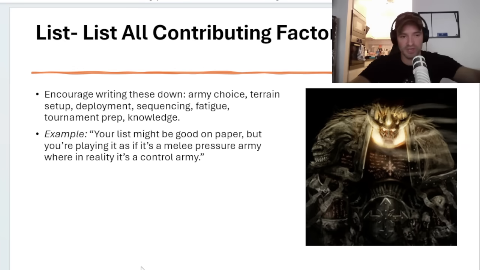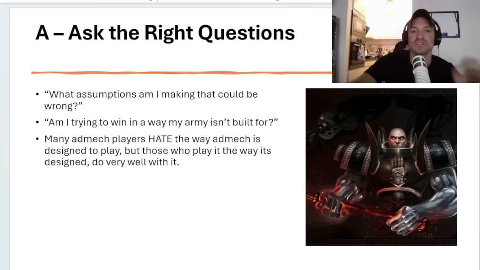So we're listing all the contributing factors that could be a problem with your play. Number A. Now we're going to ask the right questions. So what assumptions am I making that could be incorrect? My assumption is that if I kill my opponent's army, I'm going to win the game.